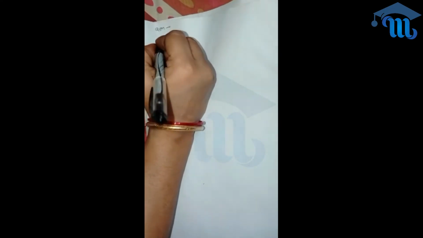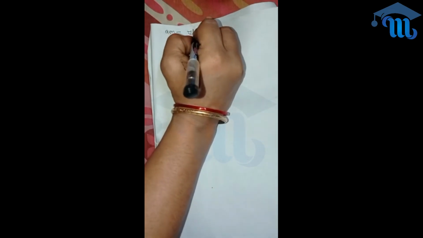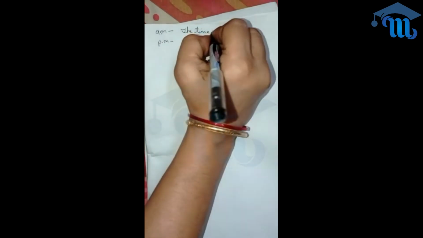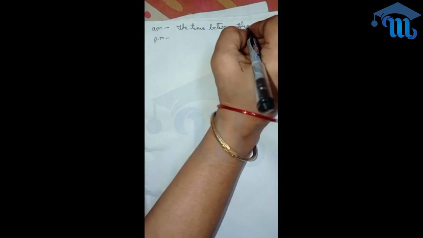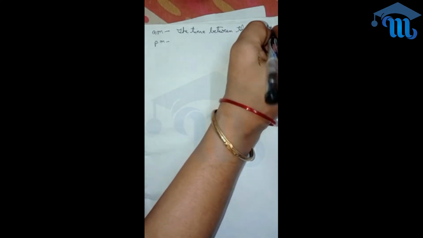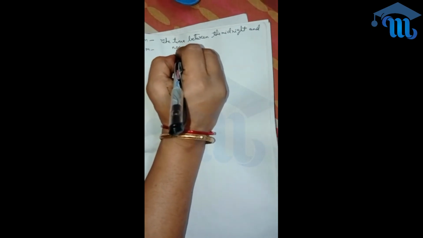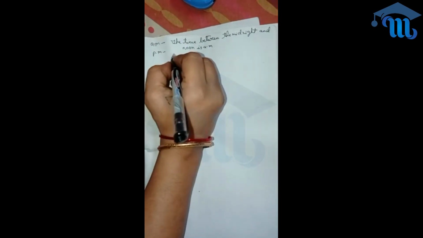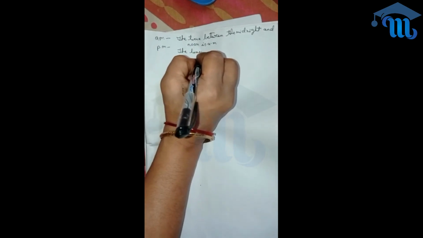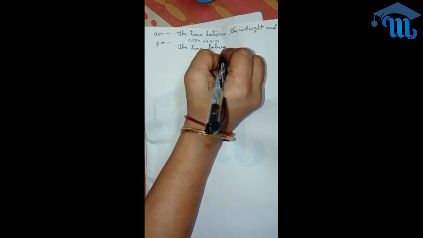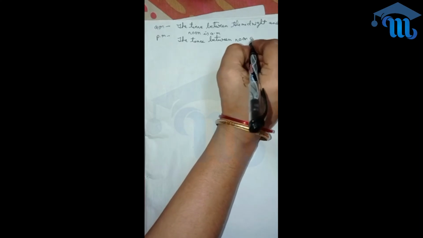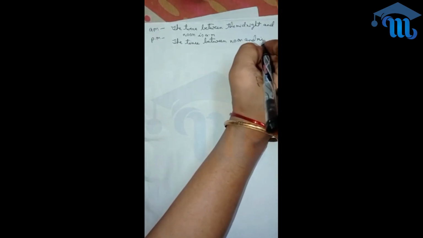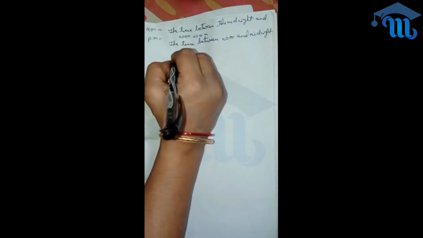AM and PM. What is AM? The time between midnight and noon is AM, and the time between noon and midnight is PM.